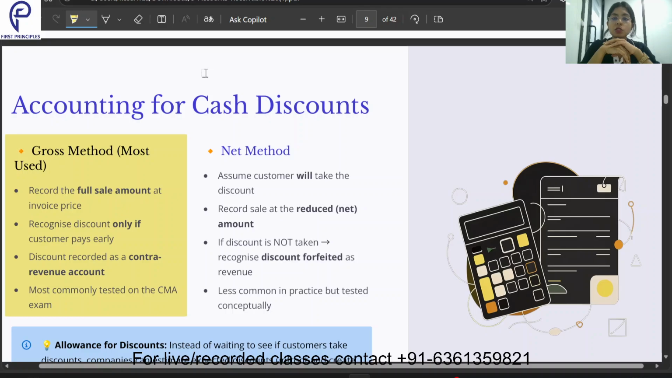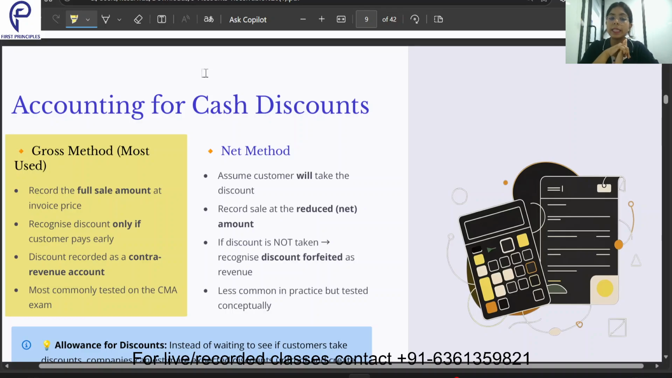Then when the customer pays me early, I will record that particular discount of $20, because 2% of 1,000 is $20. At that time I'm going to record the discount, and that discount is recorded as a contra revenue account. When we see an example of this and the related journal entries, this will be very clear to you. Then coming to the net method.